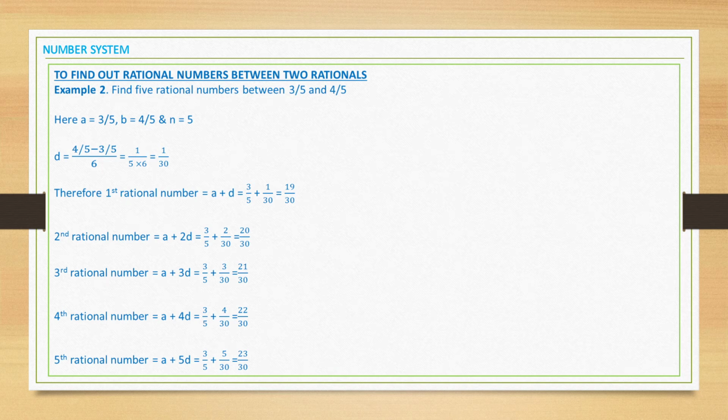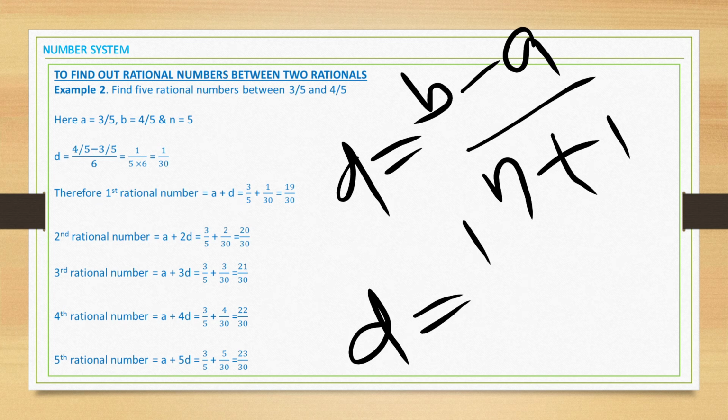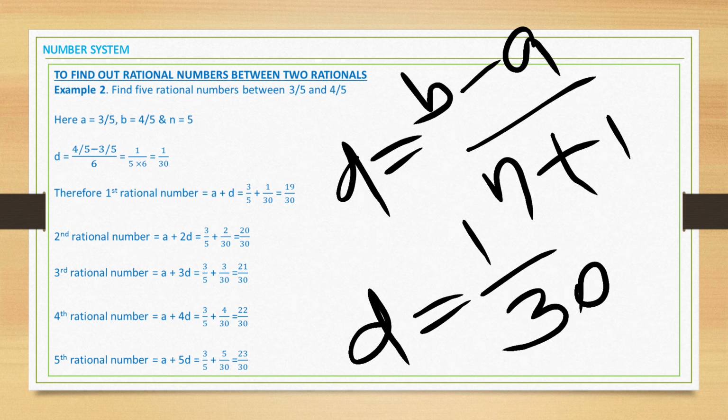So using this formula which you already know very well, d is equal to (b minus a) by (n plus 1). Using this formula you will get that d is equal to 1 by 30. So using this 1 by 30 we can add it with a, and then we can continuously add using that formula to get the next rational numbers.